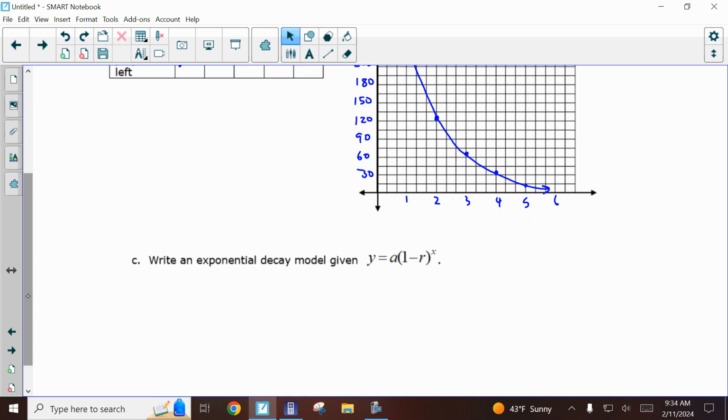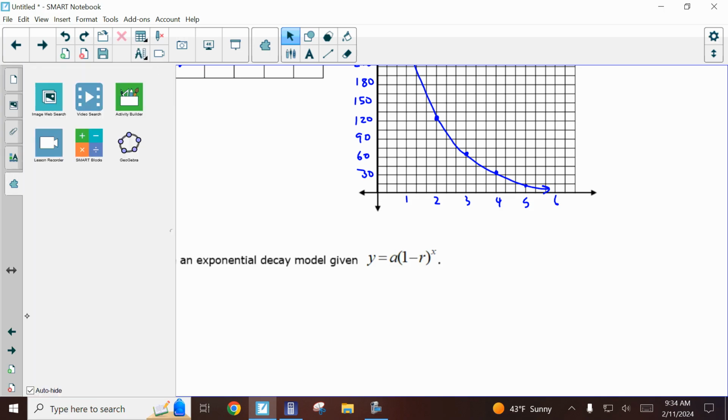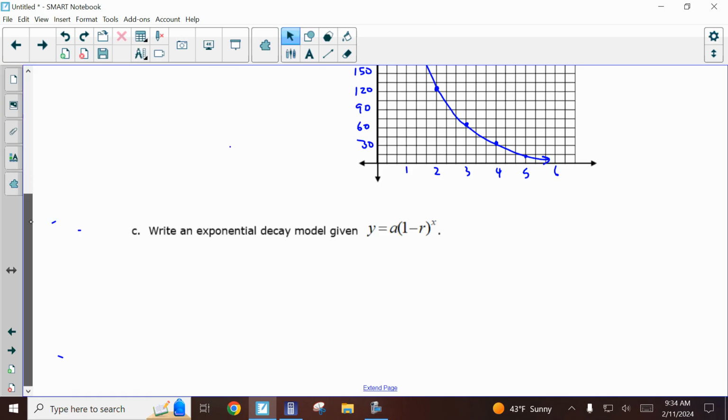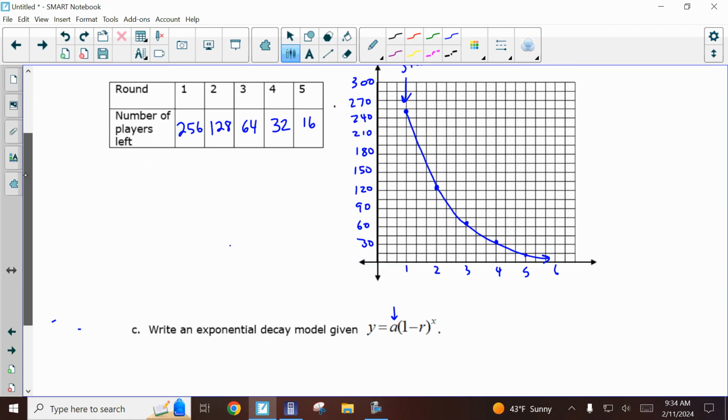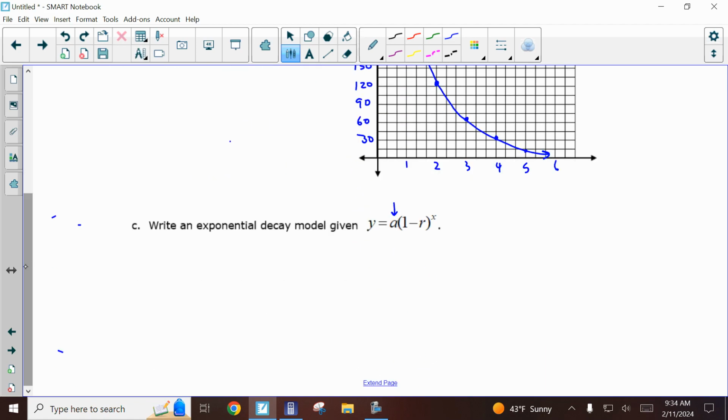Then it says write an exponential decay model for this. Okay, well, let's see what we got here. To write a model, I don't like that they keep putting X up there, but whatever. This is the starting amount. The starting number of players in this tournament was 265. Is that what it was? 256. Sorry, I'm dyslexic. So 256 goes here, and then 1 minus.